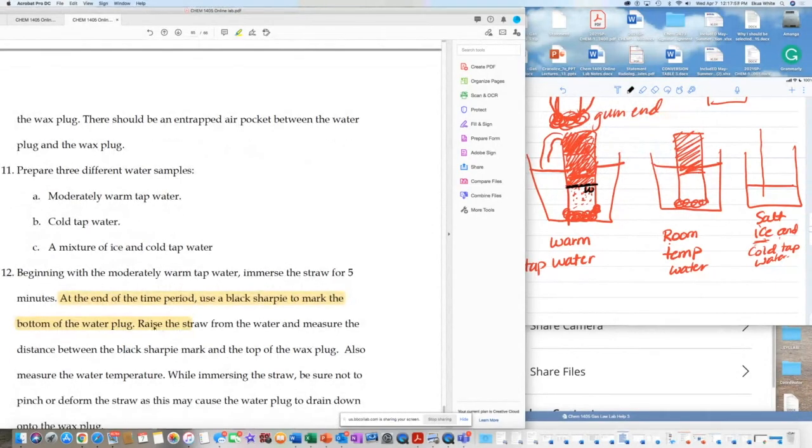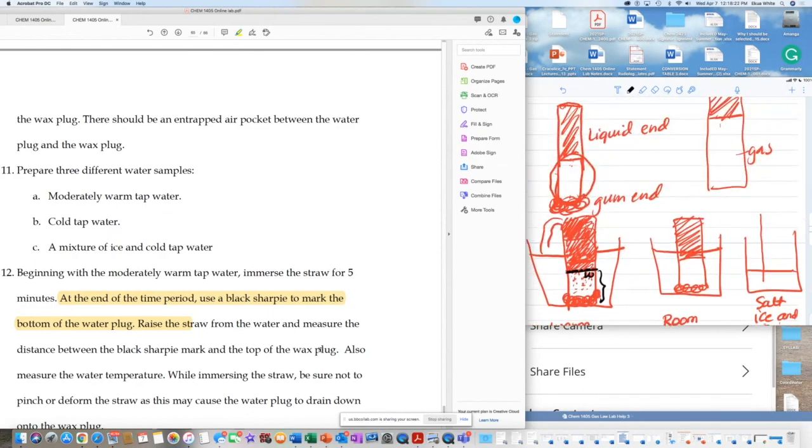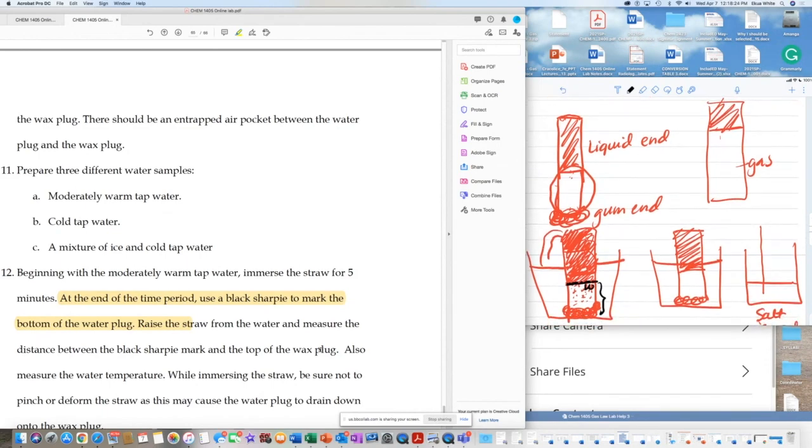Okay. And then it says raise the straw from this water, measure the distance between the black Sharpie and the top of the water, the wax plug. So this part here is up to you how you want to measure this. They're saying measure this part here all the way to this end. We know that the straw was 5 inches? So you can measure this height here if you want, or you can measure the top height if you want. Either one works. It's up to you.